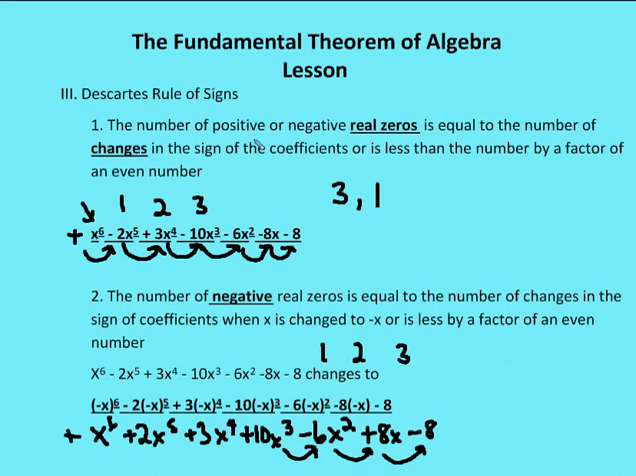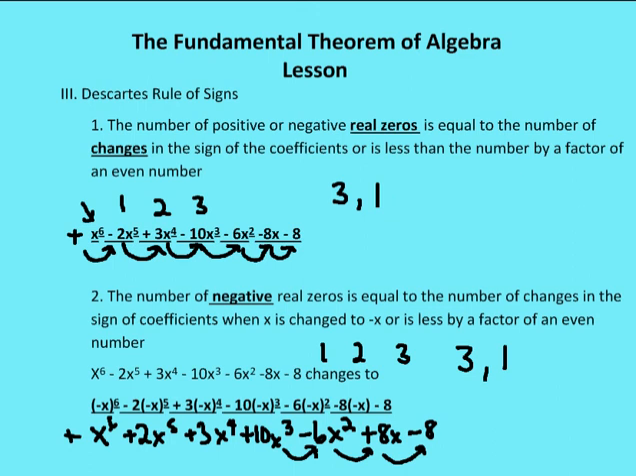So when we go back to Descartes' rule of signs, we can say that the number of negative real zeros is equal to the number of changes in the sign of coefficients when x is changed to negative x. So it's going to be 3, or less by a factor of an even number, 3 or 1. So I can have 3 negative real roots or 1 negative real root. Now, what I need to do is create a table to determine the possible combinations of positive, negative real zeros, and also imaginary zeros.